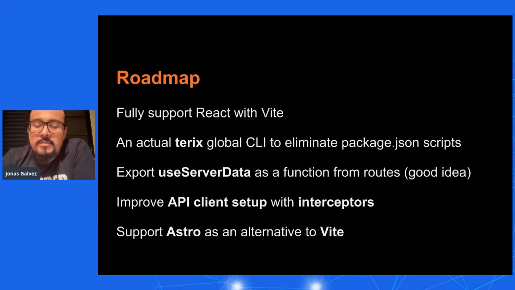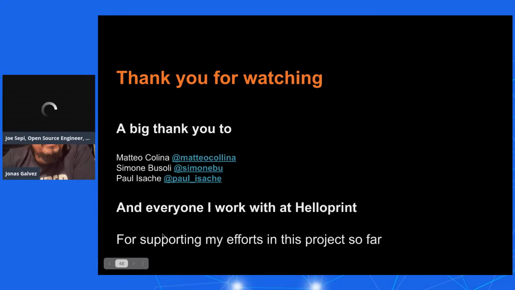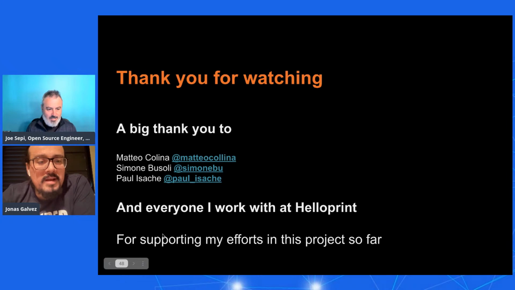So our roadmap is to fully support React, having an actual CLI, and export a use-server-data function. That's a good idea that we can copy from Next.js. Also, improve the API client setup with interceptors, and support Astro as an alternative to Vite. And well, we're just about at the limit, and thank you for watching.